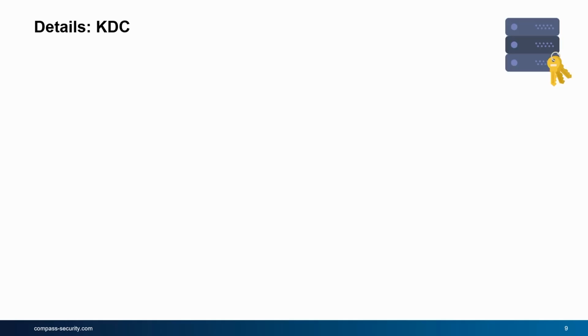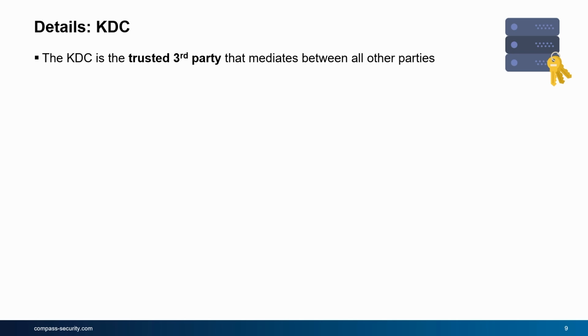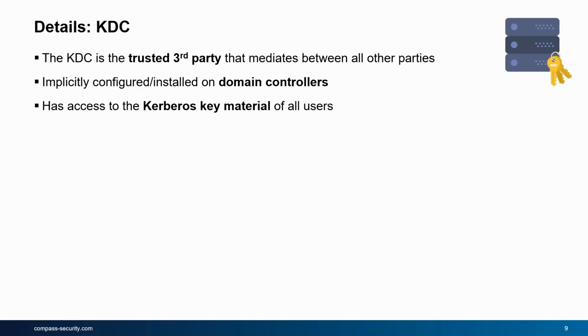First, a bit more information on the KDC. The KDC is, as mentioned, this trusted third party in the middle that mediates between all the other parties. And this is implicitly configured or installed on the domain controllers within your domain. So this is not a server role you have to configure on a specific server. Now the KDC, as it lives on the domain controllers, also has access to all the Kerberos key material, which is stored on the domain controllers, of all users or all accounts in your domain.